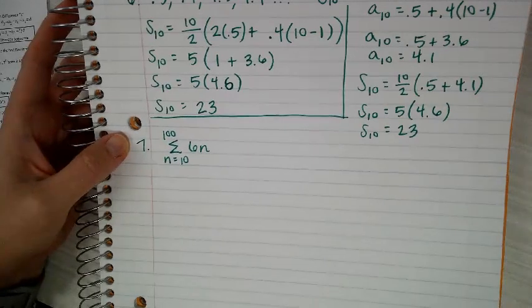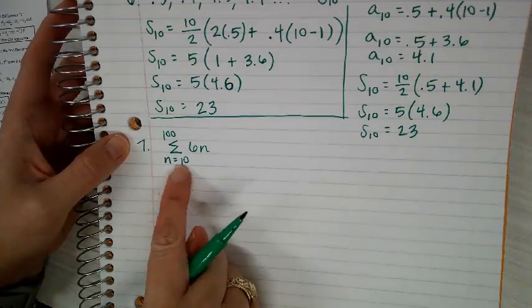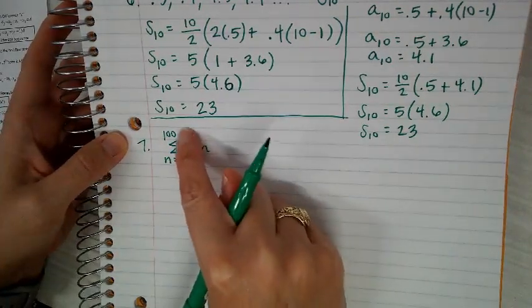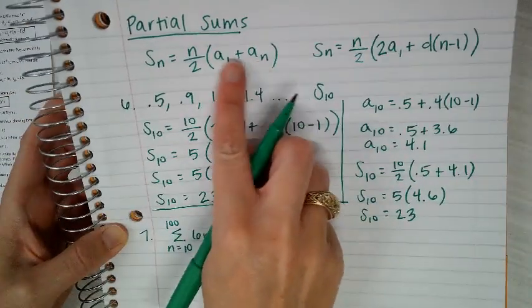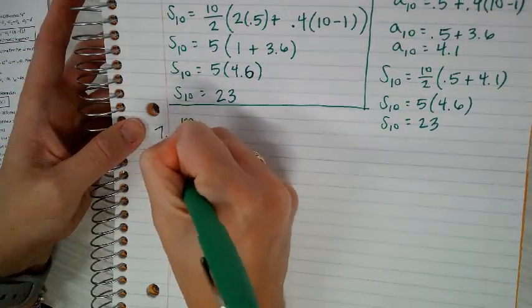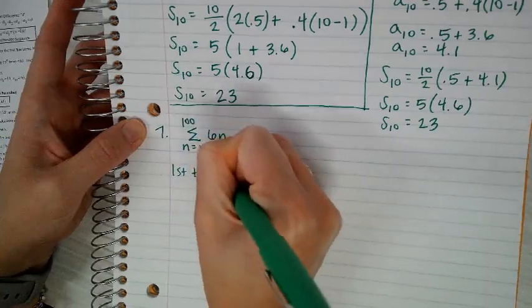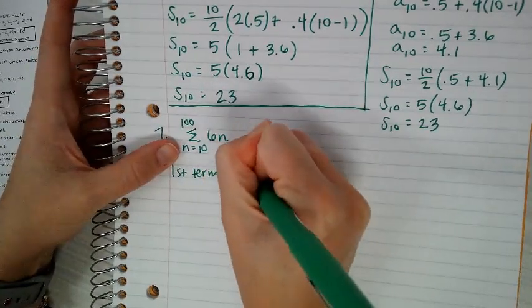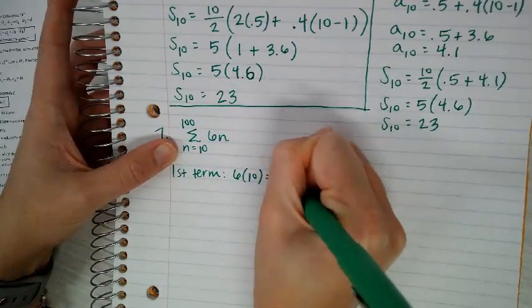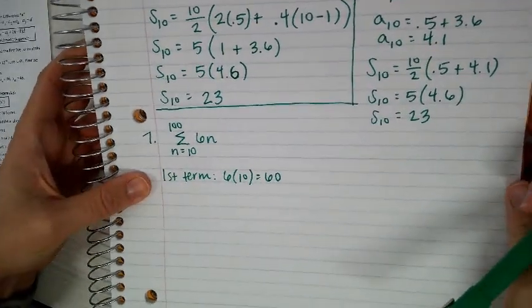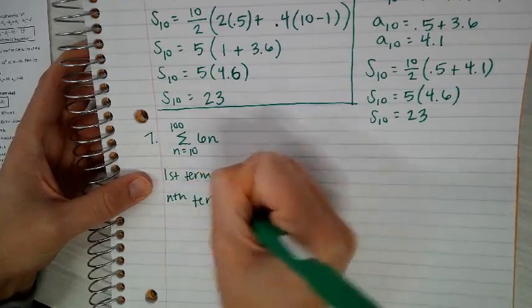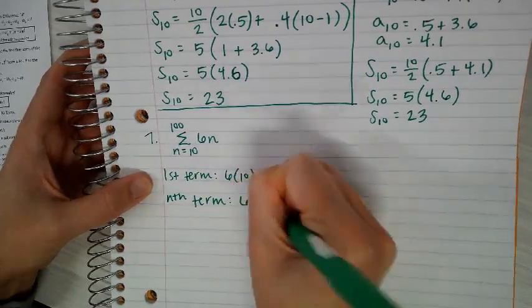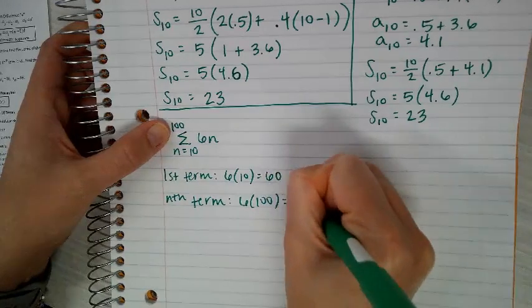Okay, so let's decide. I think it's going to be pretty easy to figure out our first and our nth term here. So I'm going to go ahead and use the short form that requires my first and my last term. So let's see. Our first term would be 6 times 10, or 60. Our nth term from our upper bound would be 6 times 100, so 600.